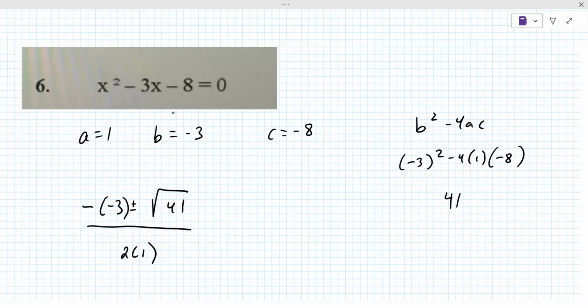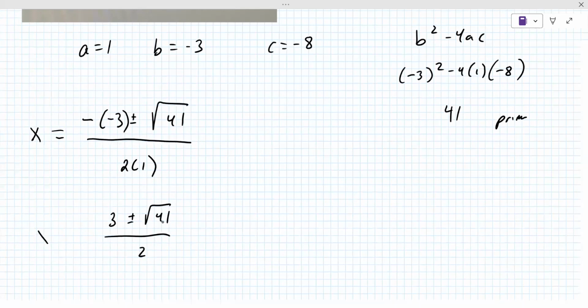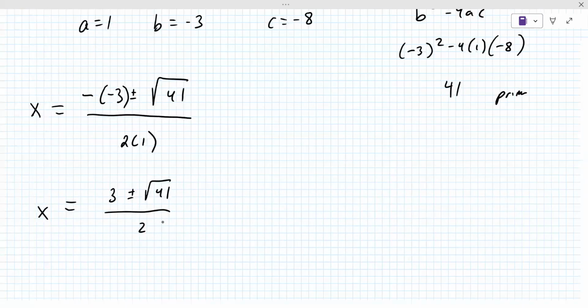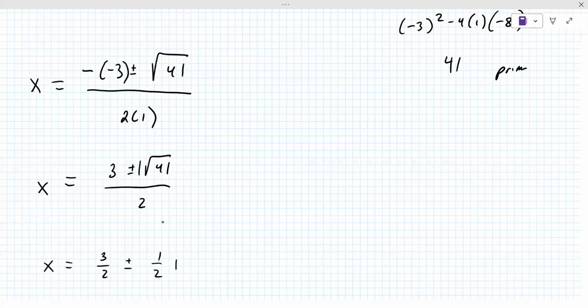41 is another prime number. Again, if you tried 2 and 3 and 5 and 7, you eventually say, oh, nothing goes into it. So this becomes 3 plus or minus the square root of 41 over 2. And then you divide each of those by 2. So we have x equals 3/2 plus or minus, there's really a 1 in front, 1/2 square root of 41.